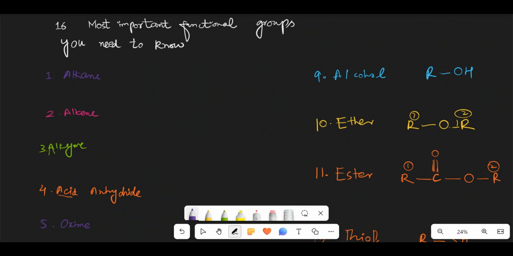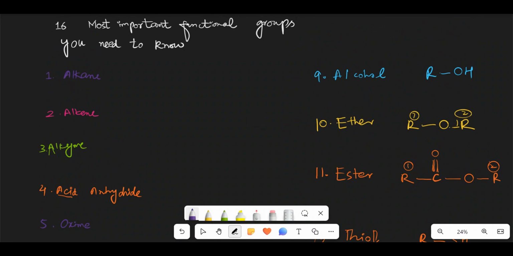Today, I will be telling you about the 16 most important functional groups that you need to know. First of all, I will start with the simple ones, then proceed to the complex ones.